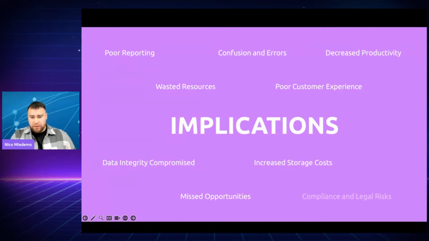And lastly, compliance and legal risks. For example, in healthcare and finance industries, there's probably more strict regulations, or well, we know for a fact there are strict regulations. If you have duplicates, that can cause you to not comply with the regulations and therefore have some legal ramifications, right? These are some of the issues, implications we see with duplicates.